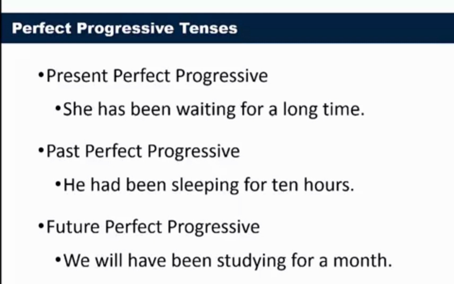Future perfect progressive emphasizes a continuous action in the future that lasts continuously. We will have been studying for a month. It has a similar meaning with the future perfect we will have studied for a month. But because it's perfect and progressive, we're emphasizing the continuous action for some period of time.